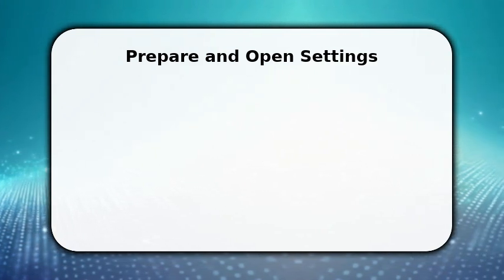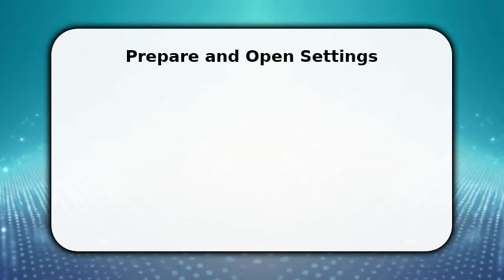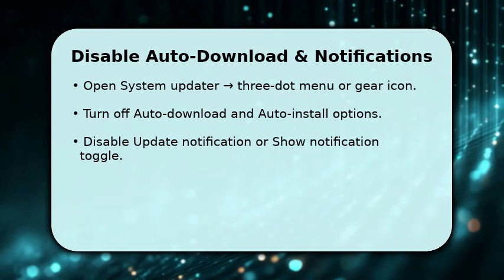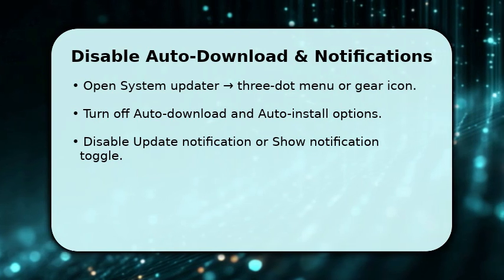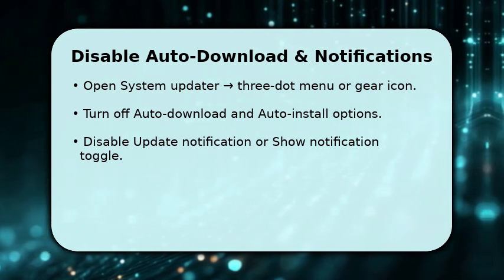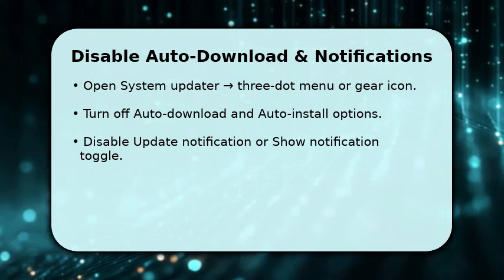Now proceed to the Updater screen to control notifications and auto-download behavior. Once on the Updater screen, tap the three-dot menu or gear icon to expose preferences. You'll find auto-download and auto-install. Switch both off so updates won't fetch or install without your consent.